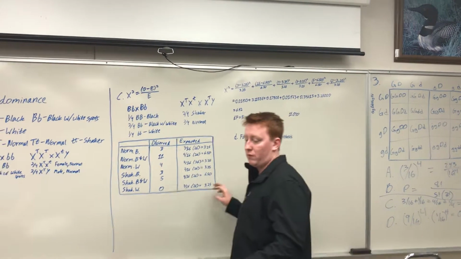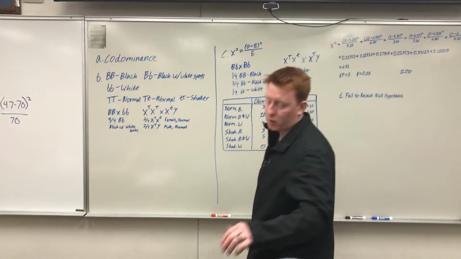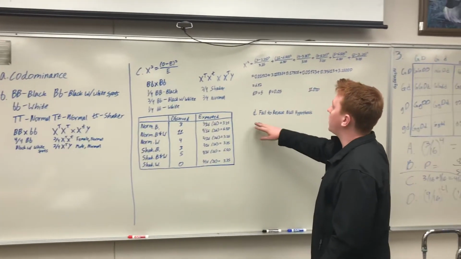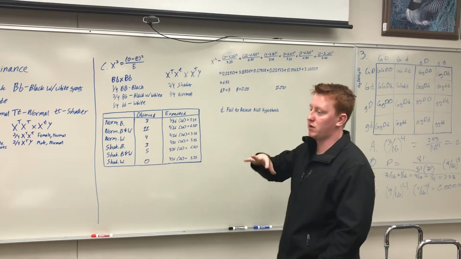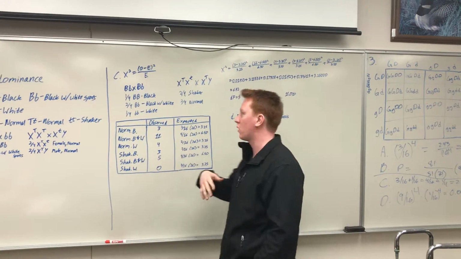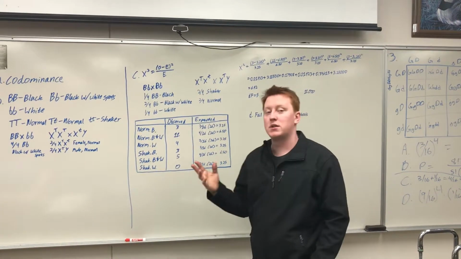For part D, we just interpret our chi-square value, and we decided that we're going to fail to reject the null hypothesis because the number was in the light gray area rather than dark gray. And that's it for my work.